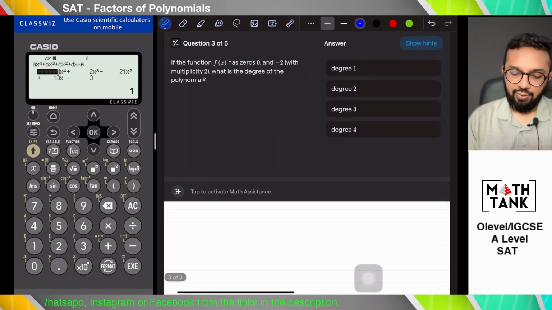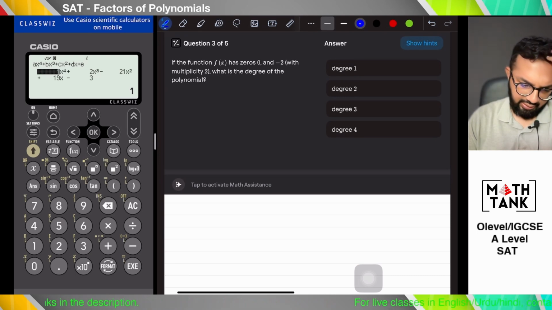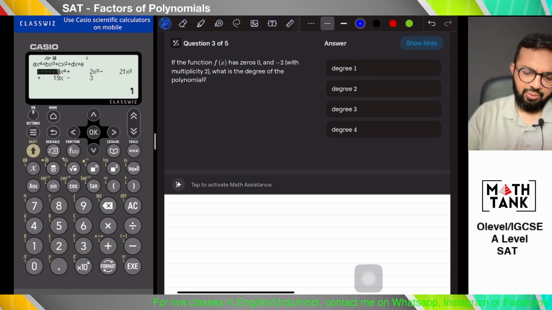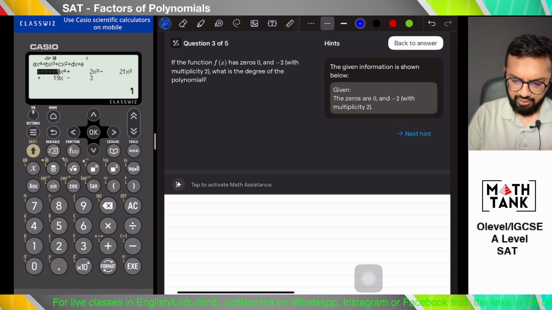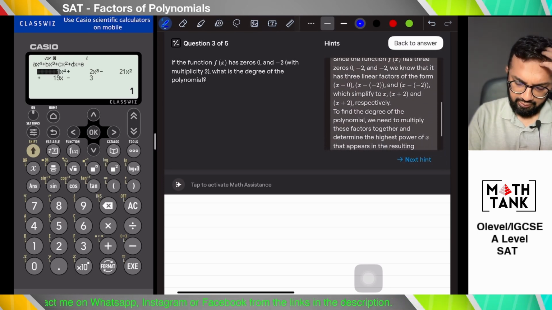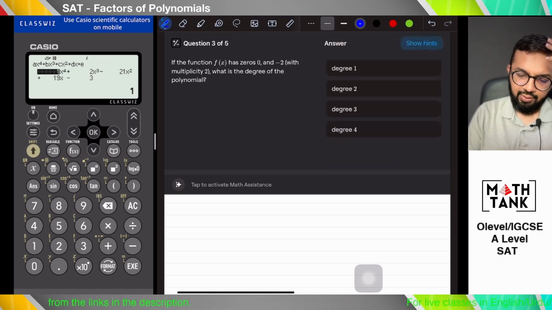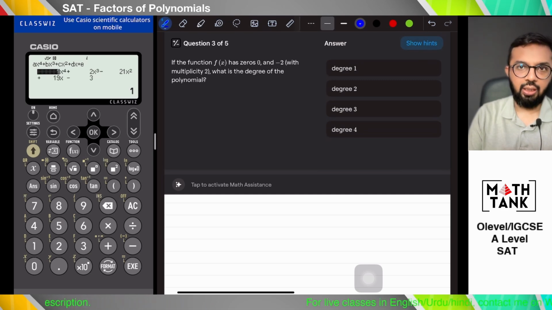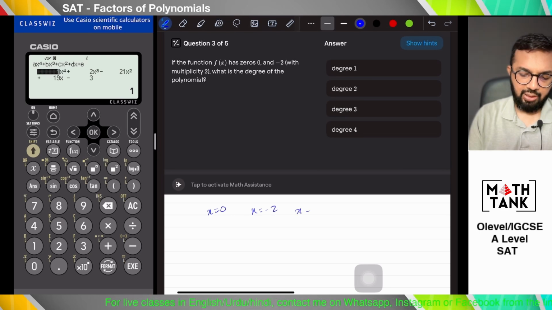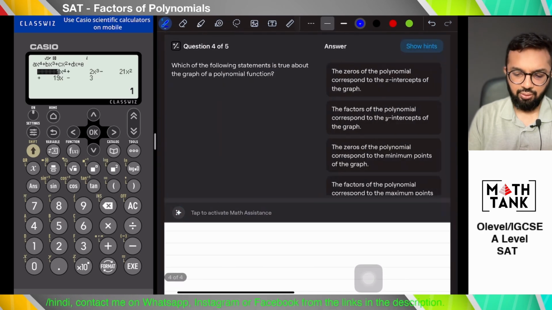Okay. If the function has 0, 0 and minus 2 with multiplicity 2, what is the degree of the polynomial? I don't know what multiplicity would mean. Let's check quickly. Okay, it probably means that there are two roots that are minus 2. So one root is 0 and there's a repeated root of minus 2. So in that case, it's going to be degree 3. It's going to be a cubic polynomial.